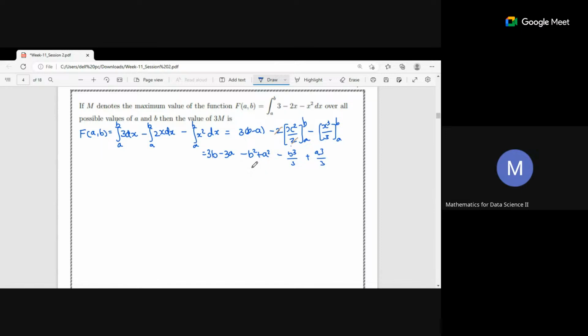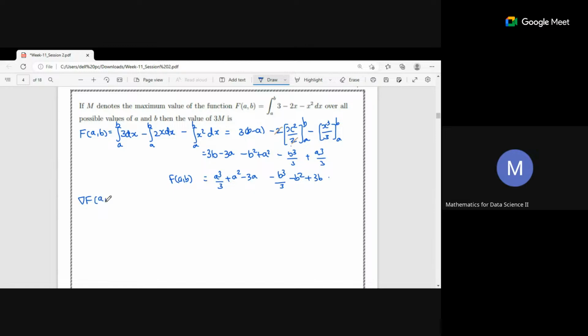So now you are having a function of two variables. Maybe let us write the variables separately, for easier calculation. Minus b cube by 3 minus b square plus 3b. So this is your f of a comma b. Now for this function, what is the maximum we have to find? So first we have to find the critical points for that. So how do you find the critical points?